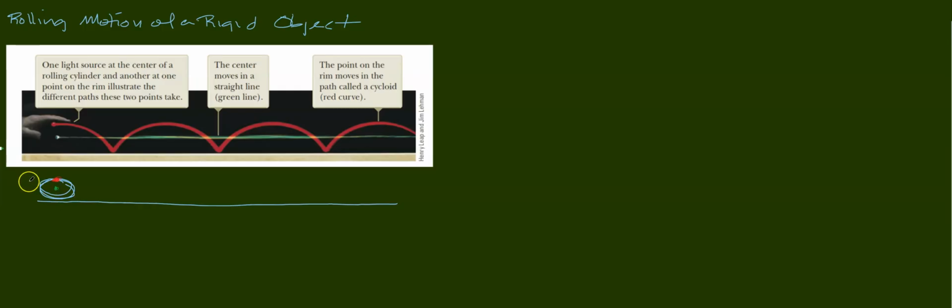So this object is allowed to roll. It's not just moving, it's rolling. And this is a very special type of rolling: rolling without slippage or slipping, which means the relative motion of the tires or the surface.